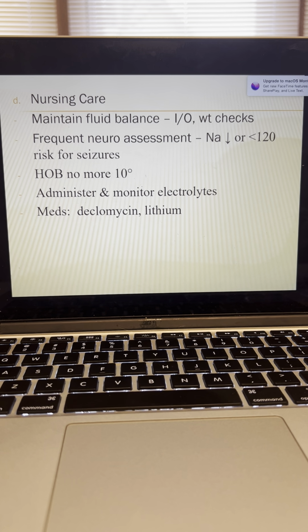Putting the head at no more than 10 degrees elevation does increase the left atrial filling pressure, and somehow somebody figured out that decreases the release of antidiuretic hormone. We would administer and monitor electrolytes.